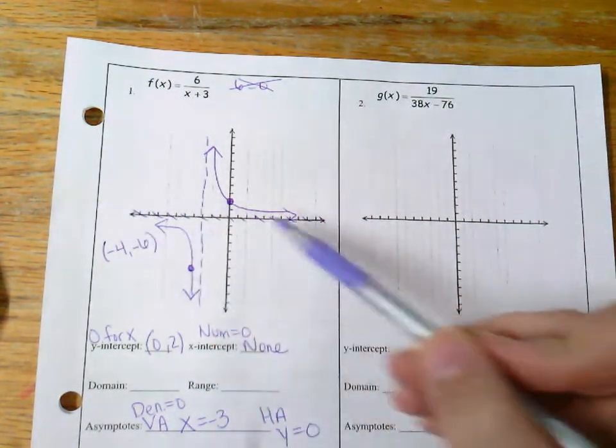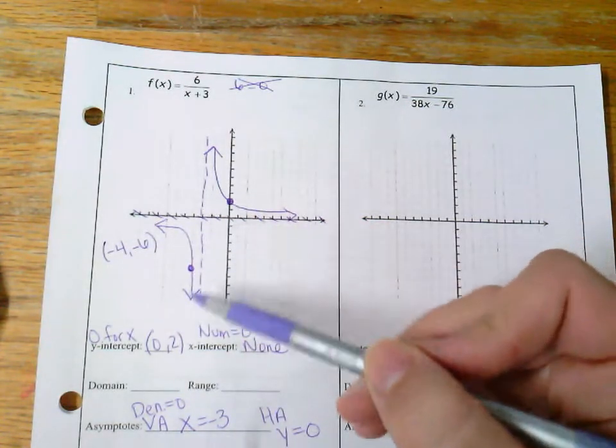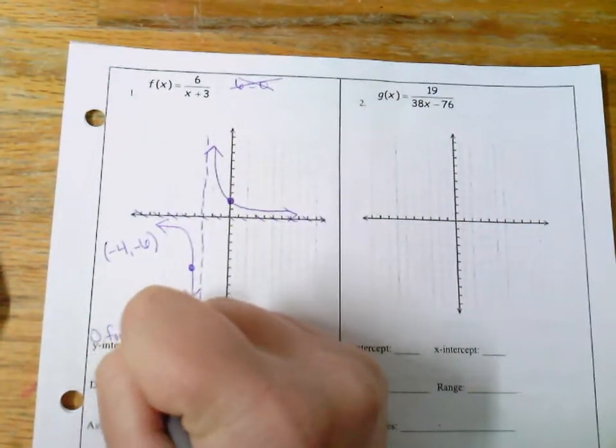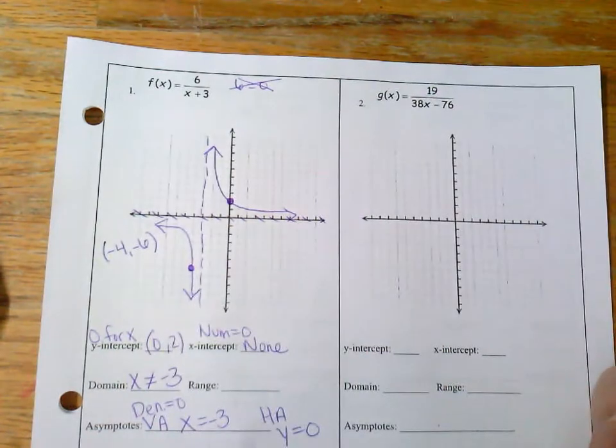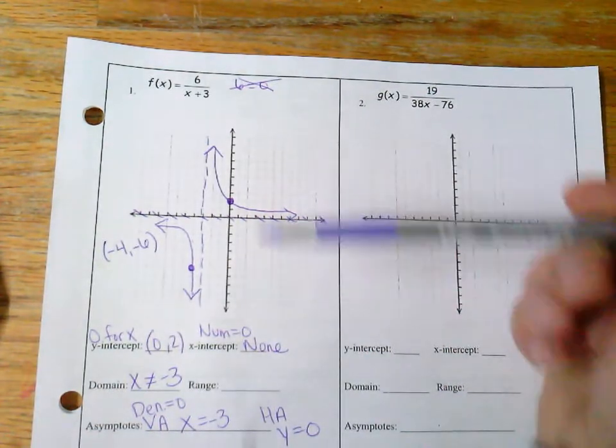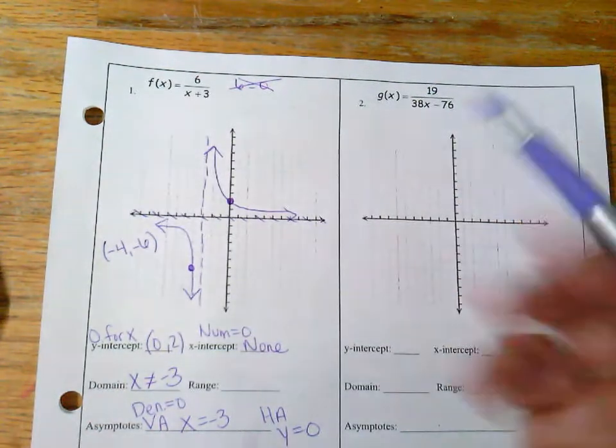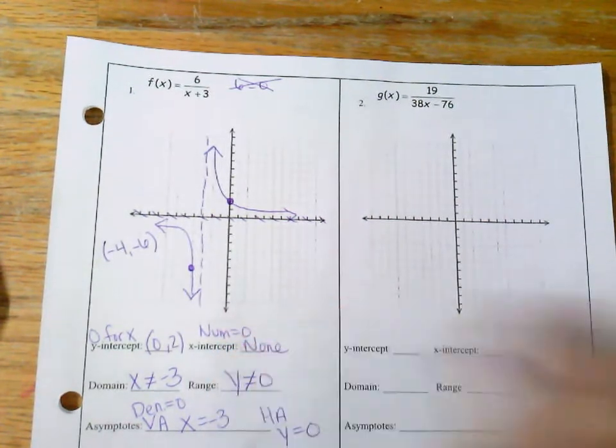What is the domain? So x goes back and forth on everything except for negative 3. So x cannot be negative 3. And my y values go up and down except at y equals 0. So y cannot equal 0.